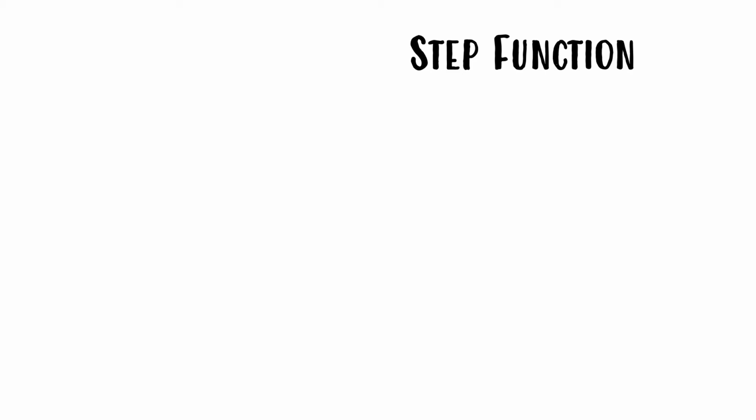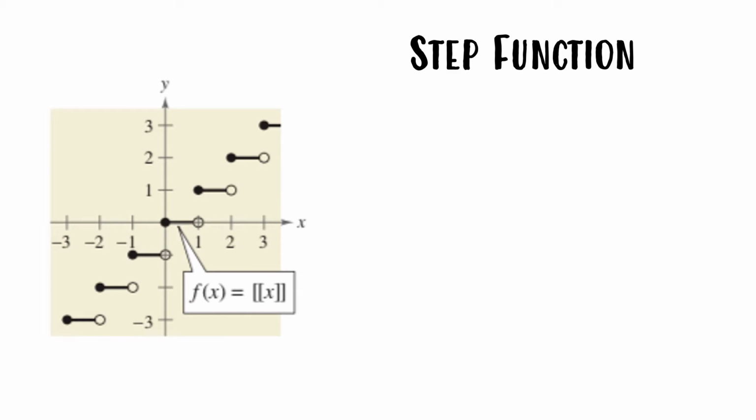We've already looked at a lot of the parent functions we're going to be using this year. Additionally, we want to look at one called the step function. This is a visual of what the step function looks like on a graph. Notice the function is f of x equals, and then the step function is written with these two brackets and an x.